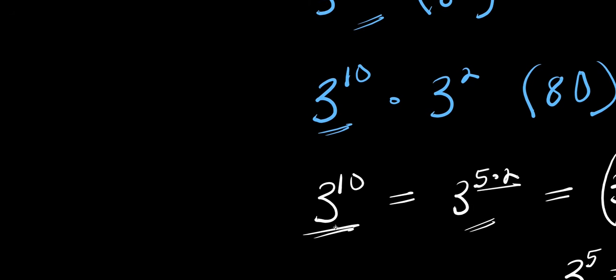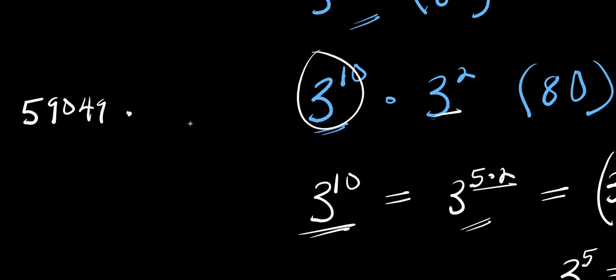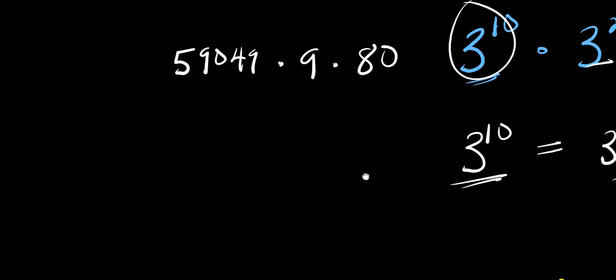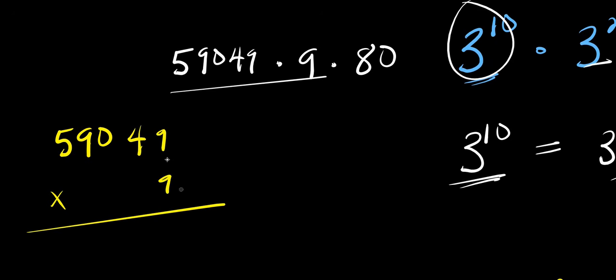So what we are going to have here is 59049 for 3 to the power of 10. Then we have times 3 to the power of 2. That is 9 times 80. So let's multiply this out. 59049 times 9. 9 times 9, that is 81.